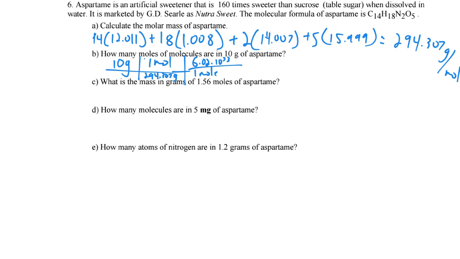All right, and then moles back to grams, just reverse the molar mass. 5 milligrams. We want to work in grams, so know that it's 1,000 milligrams to 1 gram. So that helps to get into grams, and then we can use the molar mass to go back to moles, and then Avogadro's number again. And then atoms of nitrogen, you'll figure out the number of molecules, and then you just multiply by 2 because there's 2 nitrogens in every aspartame.